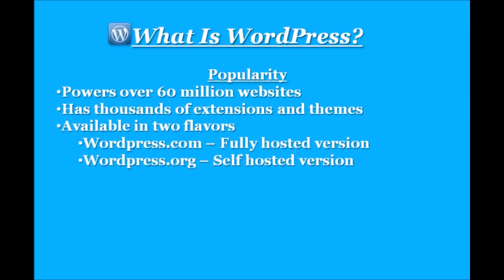It is available in two flavors: at wordpress.com, which is a fully hosted version, but there are some limitations as to what you can use these sites for, and a lot of the features are premium features you would have to pay for. And additionally, there's the version available at wordpress.org, which is self-hosted, which you install on your hosting account or domain. And this is the version that we're going to focus on throughout this video course.